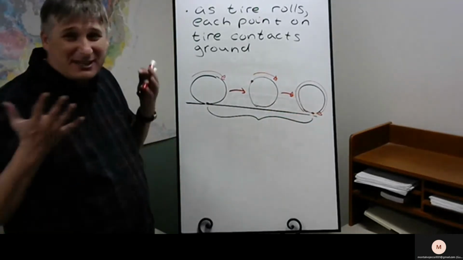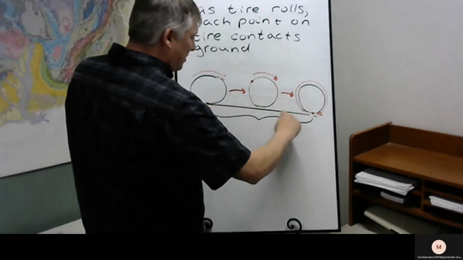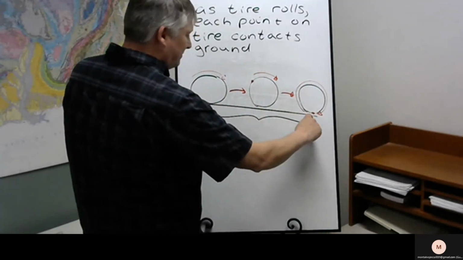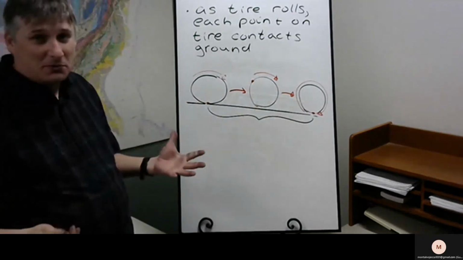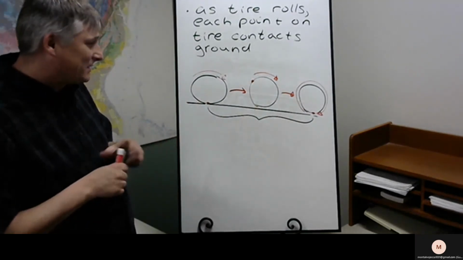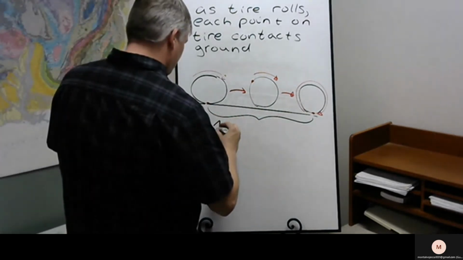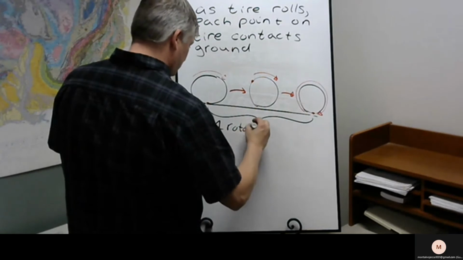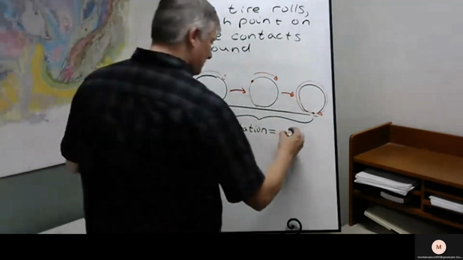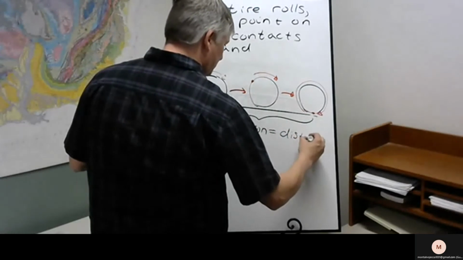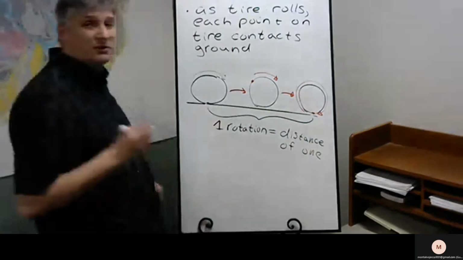So that means it's kind of like taking the entire circumference of the circle and just stretching it out on the ground until we get, well, back to the beginning, I guess you could say, if you could do that. So what's happening, one full rotation equals a distance of one circumference.